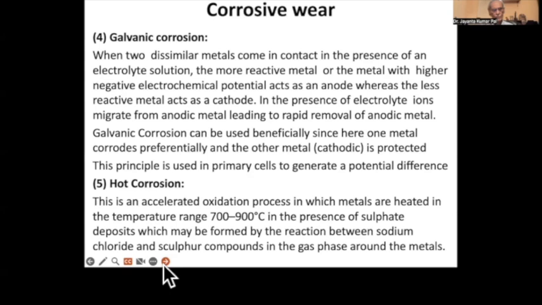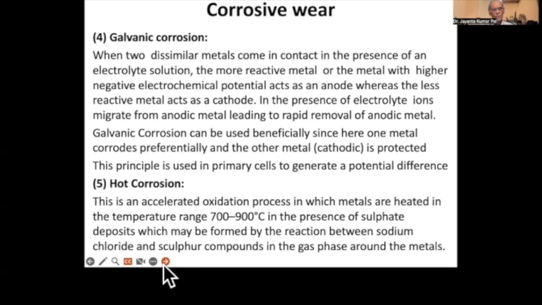Hot corrosion. This is an accelerated corrosion process, an accelerated oxidation process in which metals are heated to temperatures say up to 700 to 900 degrees centigrade.